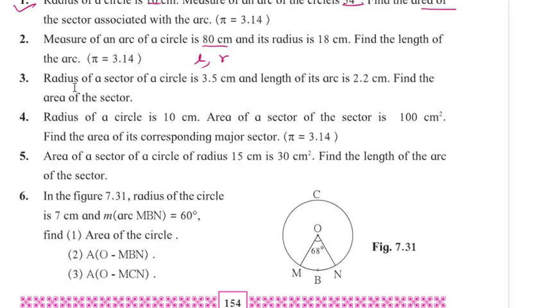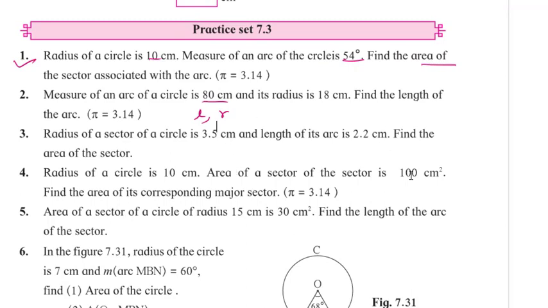Actually they should not ask to find length of arc. They should ask to find angle. Measure of arc or angle of arc they should ask. So measure of an arc of circle, it is not in terms of centimeter, it should be in terms of degree. So there is some correction in this problem. Either this is 80 degree, or this should be length of arc. So you consider this as 80 degree. So you have theta, you have r, you can find L. The formula for L is theta upon 360 into 2 pi r.